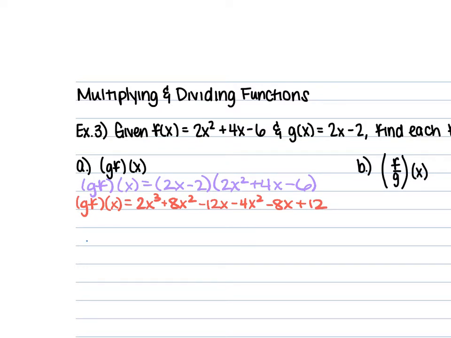We're going to combine like terms. This is going to give us g times f of x is equal to 2x cubed. The 8x squared minus 4x squared is a positive 4x squared. The negative 12x minus 8x is a negative 20x. And then that plus 12 gets dropped down as well.